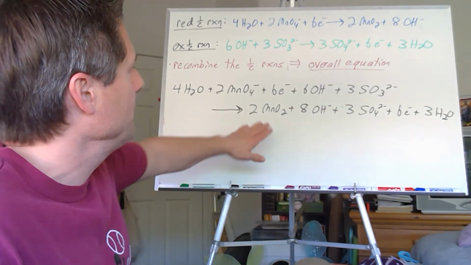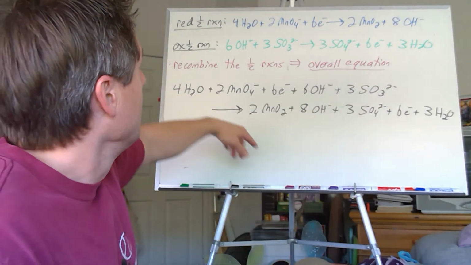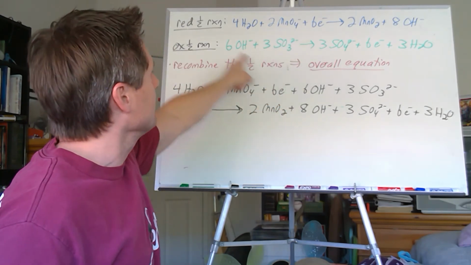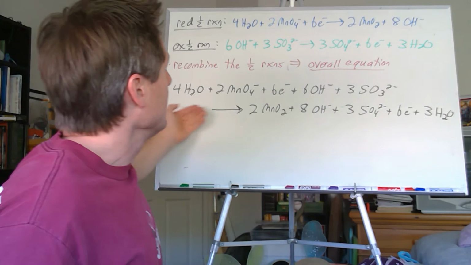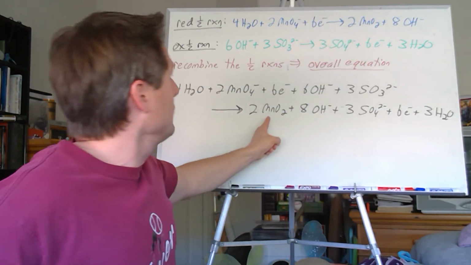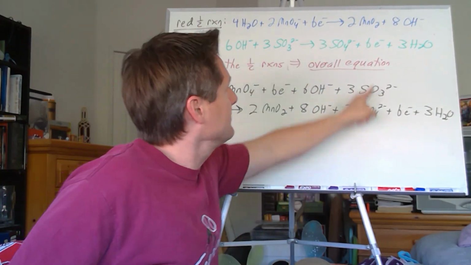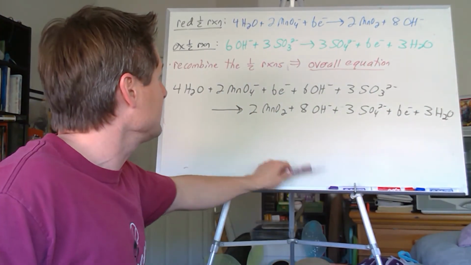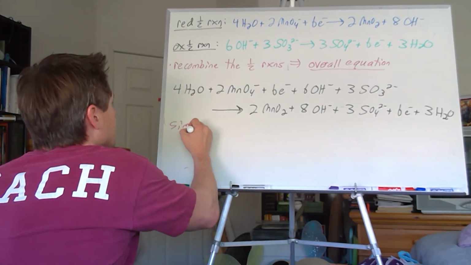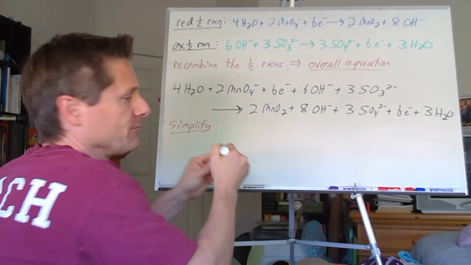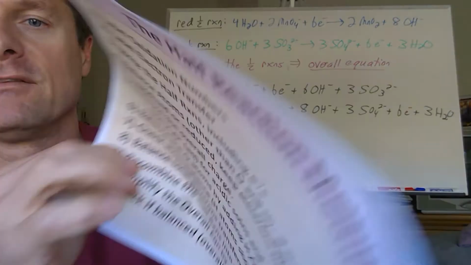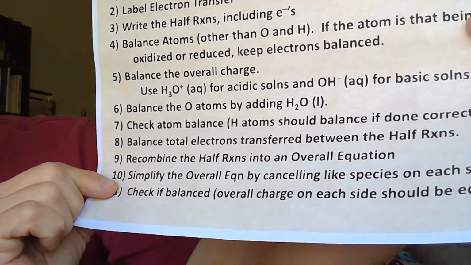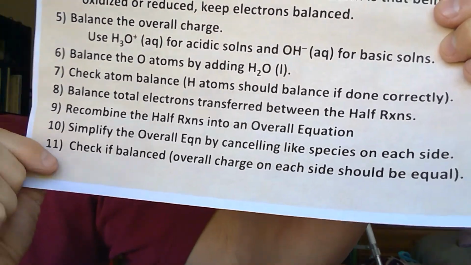All right, did you recombine them? Some of you can skip this step and do it in your head. So I'm going to take everything on the left, the 4 waters, the 2 permanganates, the 6 electrons, the 6 hydroxides, and the 3 sulfites, giving me everything on the right, 2 MnO2s, 8 hydroxides, 3 sulfates, 6 electrons, 3 waters. That's all we're doing. I'm going to put the states in when I simplify this. So what we want to do now is simplify. So we recombine the half reactions in step 9, and then we're going to simplify the overall equation, and then we'll just double check it.